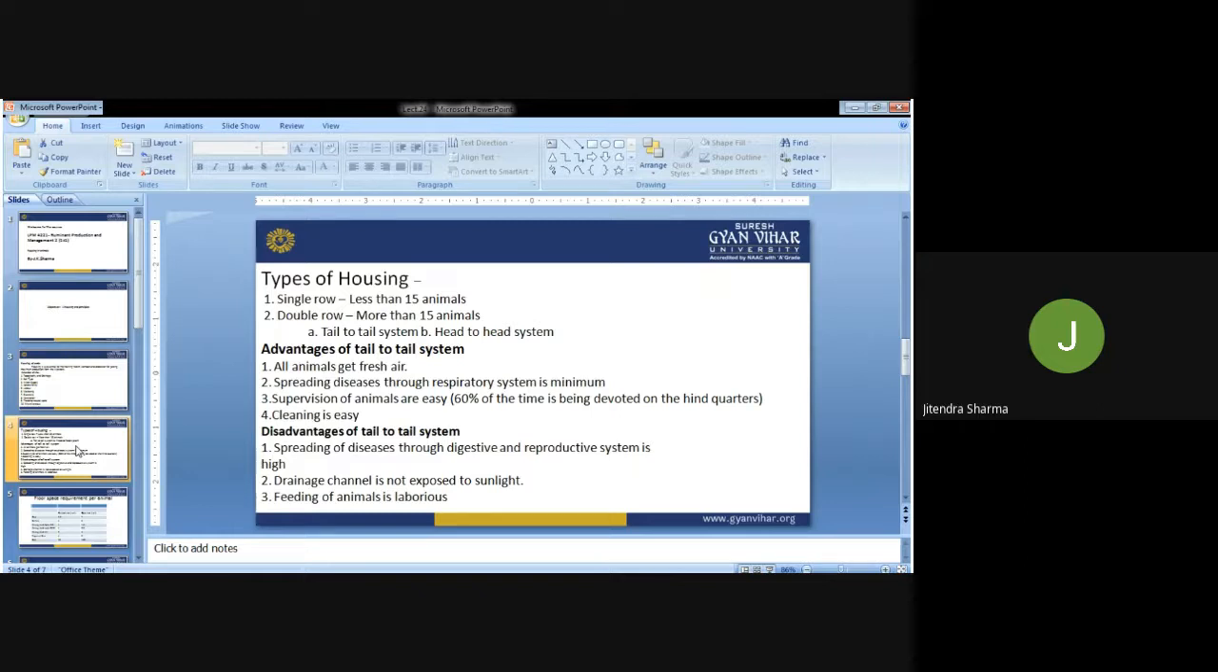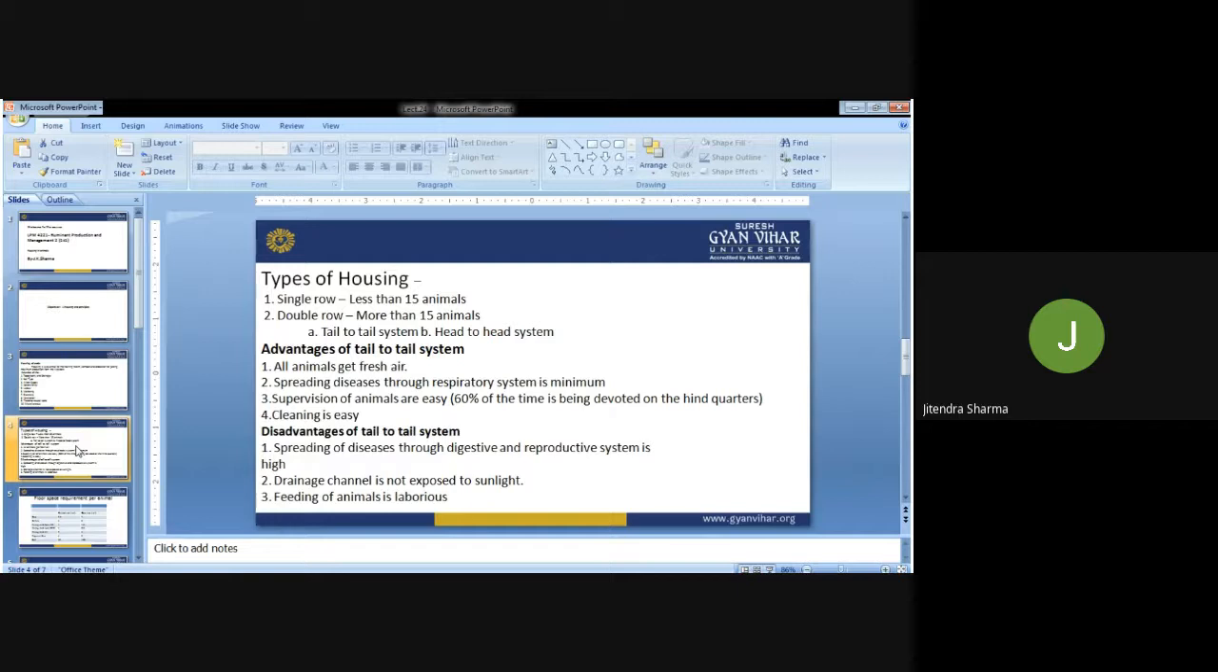They all become advantages in the face-to-face system. In the face-to-face system, there is no chance of spreading disease through the digestive tract, because both animals are looking towards each other. Then feeding is very easy, because in between we have a feed alley with a 3-4 meter difference, so we can easily feed the animals. The chances of infighting are also negligible, because there is a reasonable distance between the animals. And there is no chance of spreading digestive diseases or diseases through the back portions of the reproductive tract. So all these are the benefits and disadvantages of both systems.